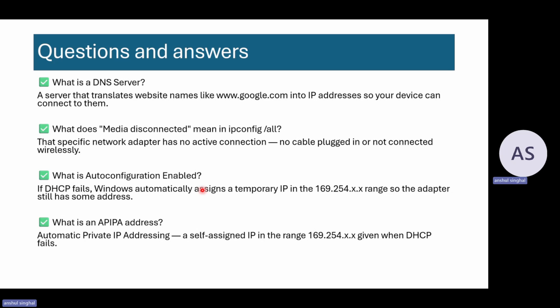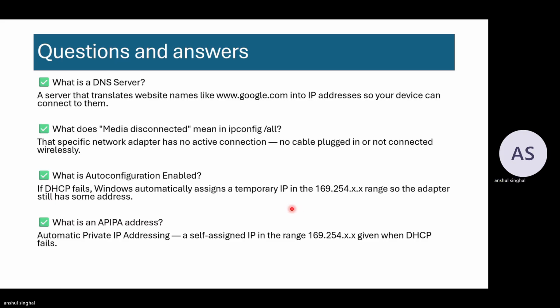So if auto configuration enabled is yes, then it means that if DHCP fails, Windows automatically assigns a temporary IP in the range of 169.254.x.x. So the adapter or the network interface card still has some address.